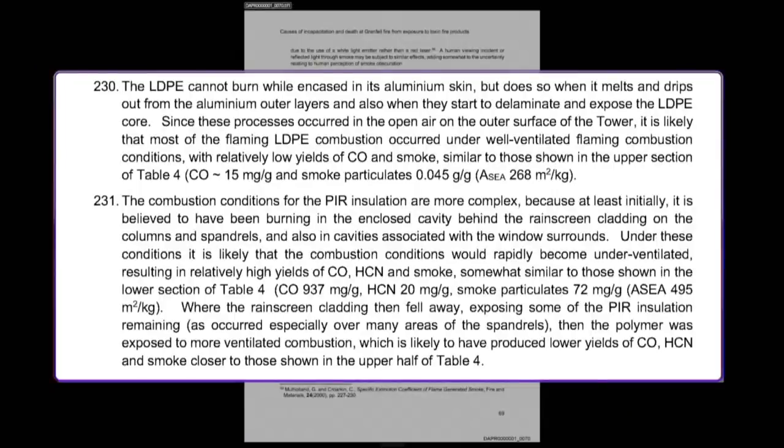This is where you're touching on ventilated and under-ventilated conditions, Professor, because you say at paragraph 230, the LDP cannot burn while encased in its aluminium skin. It does so when it melts and drips out from the aluminium outer layers and also when they start to delaminate and expose the LDP core. Since these processes occurred in the open air on the outer surface of the tower, it's likely that most of the flaming LDP combustion occurred under well-ventilated flaming combustion conditions. And so, as you've explained in your presentation, well-ventilated conditions would result in low yields of irritant and toxic smoke. Yes, there would be some smoke, but not quite as much.